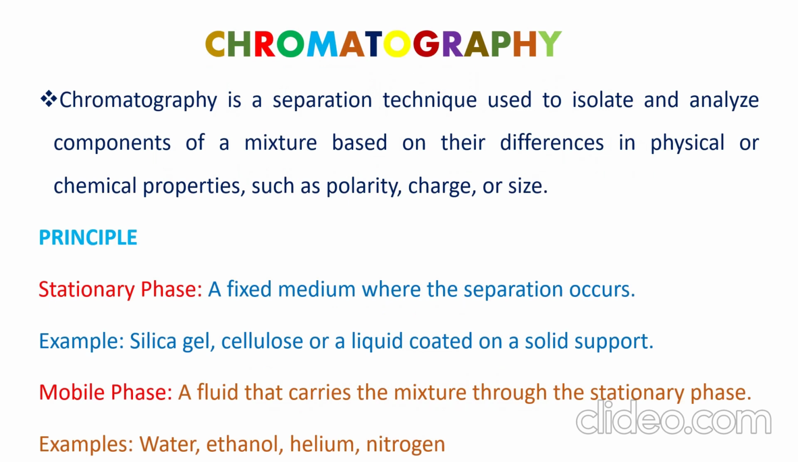The word chromatography is derived from two Greek words, chroma, which means color, and graphein, which means to write. The term was first coined by Mikhail Tswett, a Russian botanist, in 1906. He used chromatography to separate plant pigments like chlorophylls, carotenoids, and xanthophylls, which appeared as colorful bands on a column. This technique was named based on the visual separation of colors.